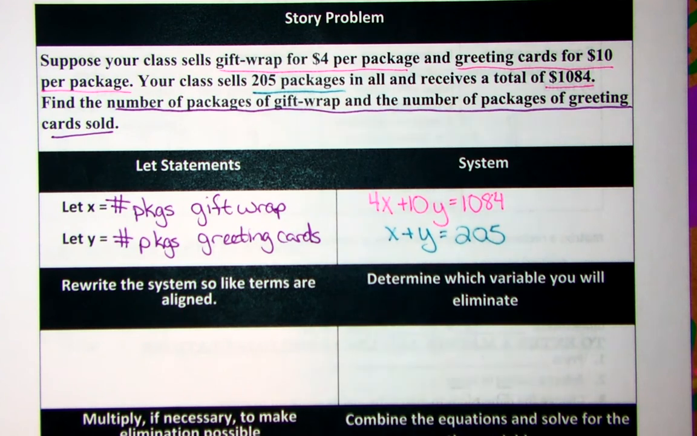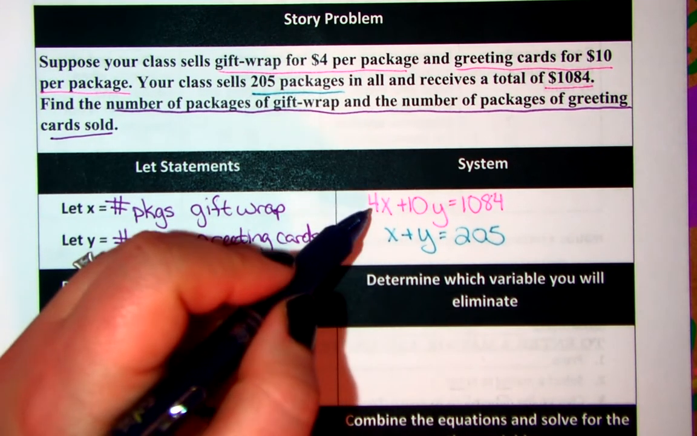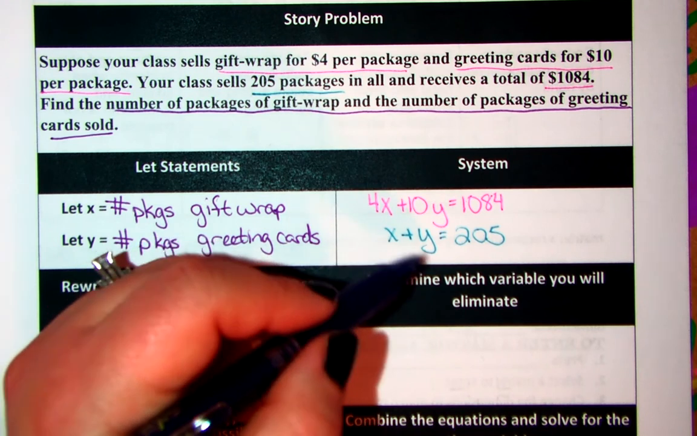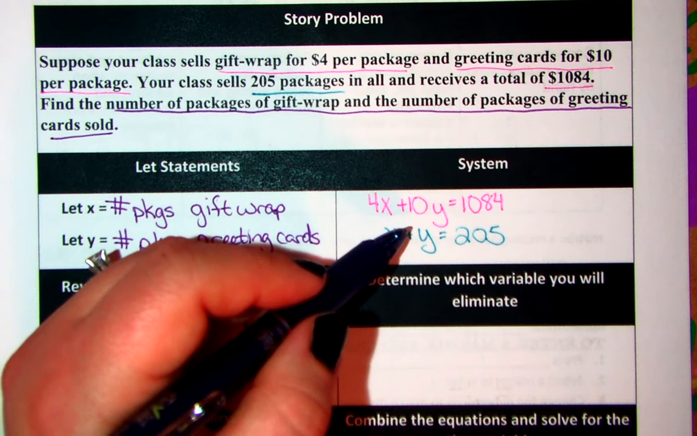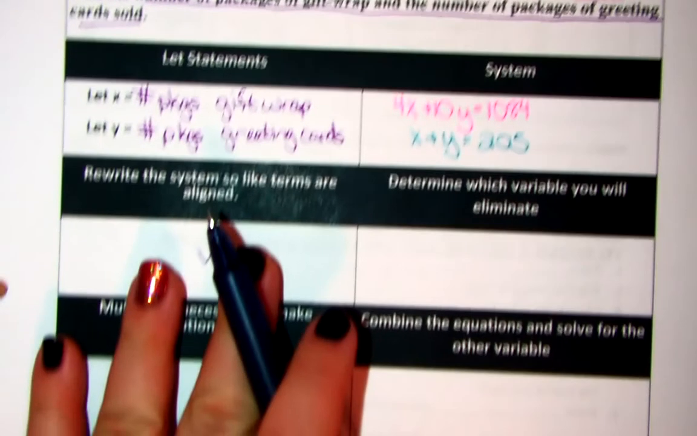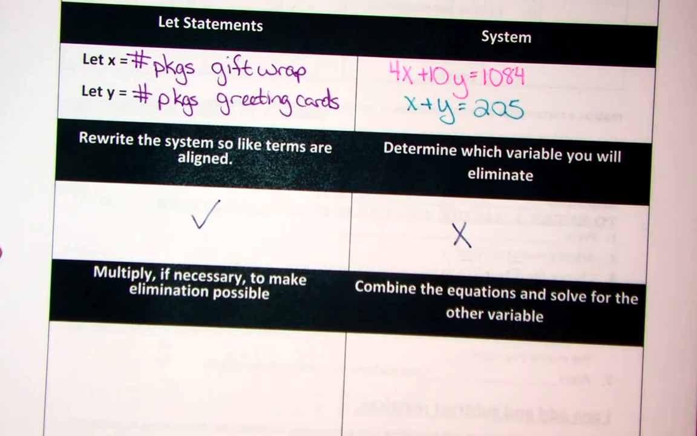The next step is to make sure that you have written your equations so that your variables are lined up, which mine are, so I get to skip this step. Determine which variable you would like to eliminate. I'm going to choose to eliminate the x because I'd only have to multiply everything by 4, which would mean I'm dealing with smaller numbers. But you could have multiplied everything on the bottom by 10 so that you were dealing with easier numbers to multiply. It doesn't really matter. So I'm going to eliminate the x value.